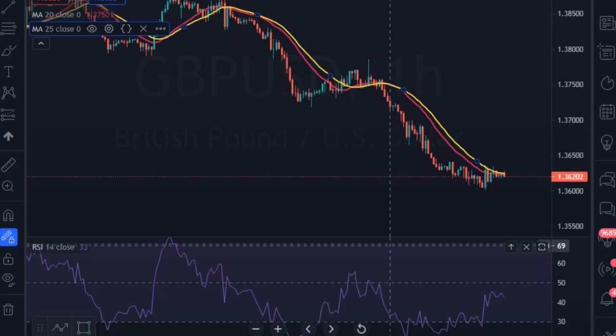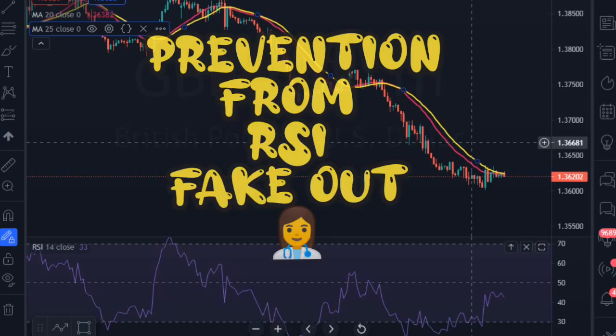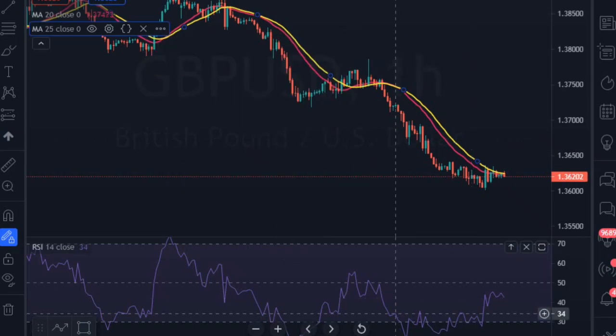So now you're seeing the moving average uploaded to my chart. And if you're new here, make sure you stick to the end so you can understand this. I want you guys to take a look. This is a total prevention of the RSI fake outs. Get this. So let's take a look at the moving average.